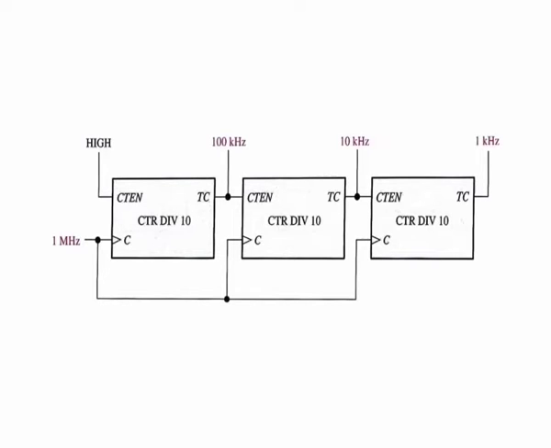If the 1 megahertz signal is divided by 10, the output is 100 kilohertz. Then if the 100 kilohertz signal is divided by 10, the output is 10 kilohertz. Another division by 10 produces the 1 kilohertz frequency.